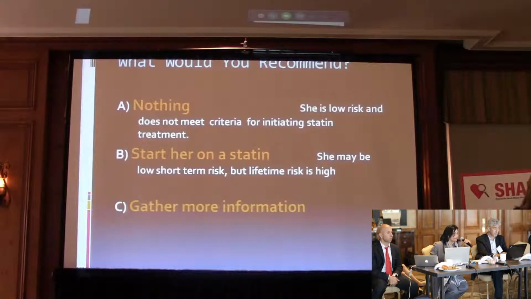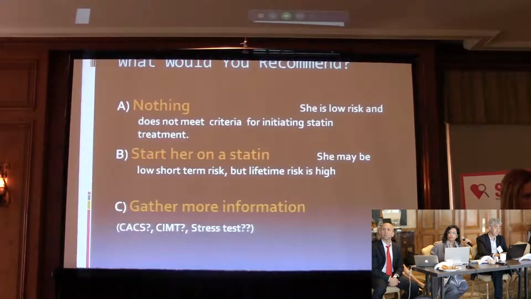Now she's 45. She's already suffering from radiation-induced heart disease, and I totally understand that calcium scanning carries a very low radiation dose. What would you do? Would you do coronary calcium on her? Or would you do a carotid IMT on her? Or would you do a stress test on her?